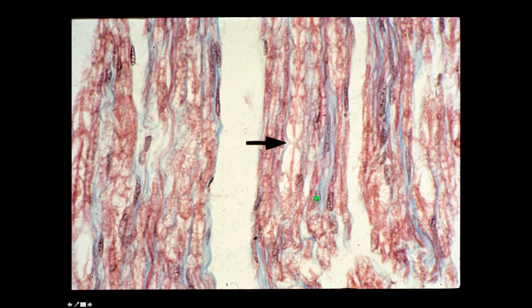Here you can see some nuclei, and these may be nuclei of Schwann cells or fibroblasts. Of course, the Schwann cells are producing the myelin that wraps around the axon, and the fibroblasts would be the connective tissue cells that are making the endoneurium.